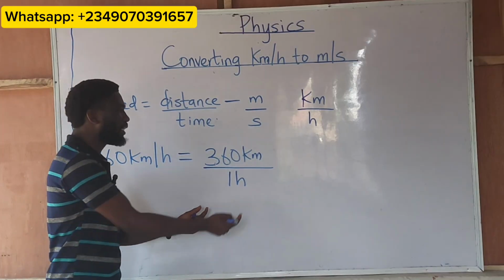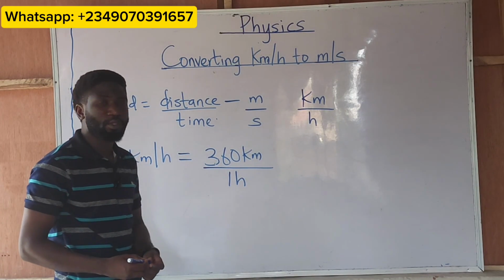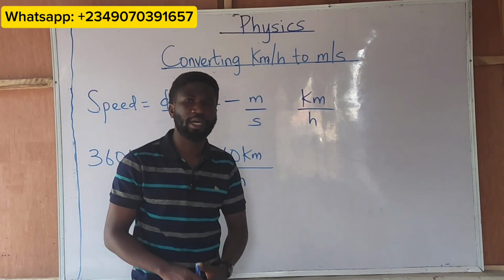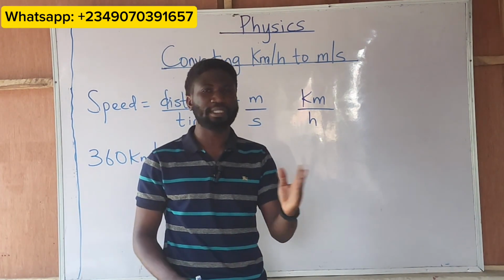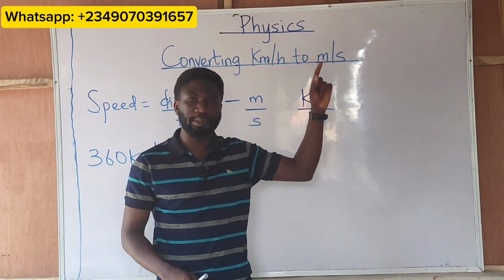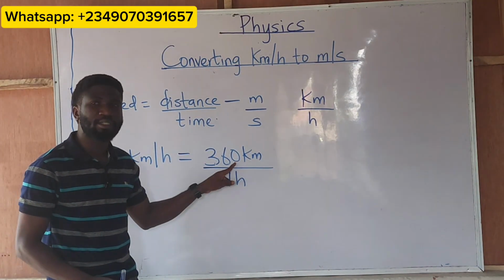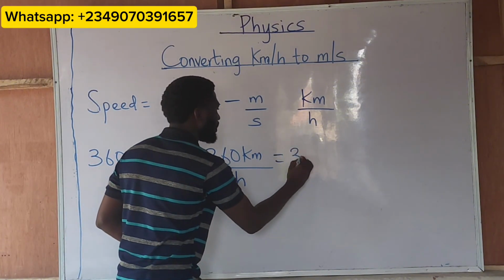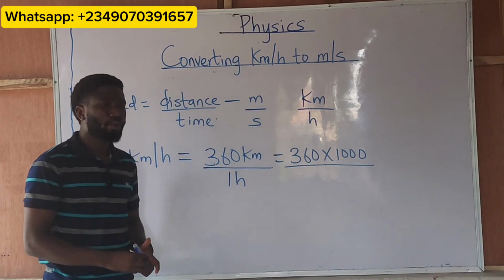So we are about to change kilometer to meter, and hour to seconds. If I want to change kilometer to meter, what do we do? There is a video where I talked about unit conversion, where I explained how we can change meter to centimeter, kilometer to meter. If you want to know more about this, please check the video you can see here on the screen. Thank you very much. So changing kilometer to meter, it is multiplied by 1000. So this will be 360 multiplied by 1000 over 1 hour.